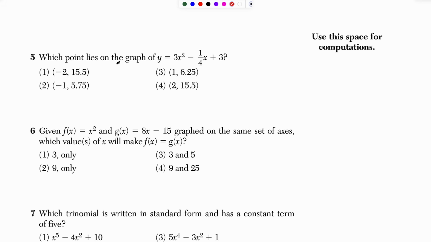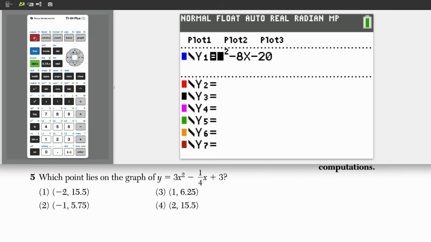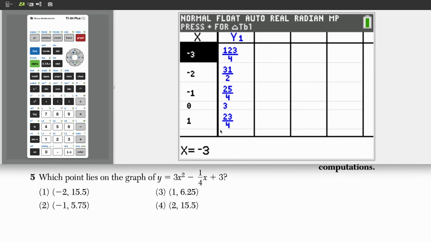Question 5, which point lies on the graph of y equals 3x squared minus 1/4 x plus 3? For this one, I would type the whole thing in the calculator. So we're going to go to the y equals, and we write y equals 3x squared, and then minus, and when you want to put a fraction in, I'll show you this trick. You could press alpha x if you have a newer calculator. Otherwise, you press alpha y equals enter, okay? And you have 1/4. We go to the right and press x, and then plus 3. And now we just look at the table and see which of these points is valid.